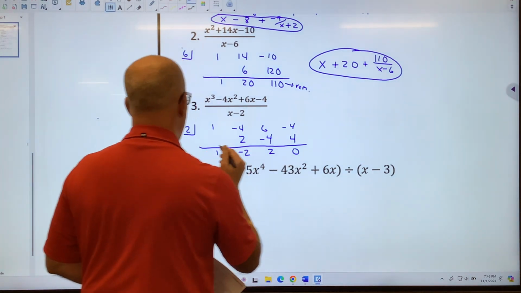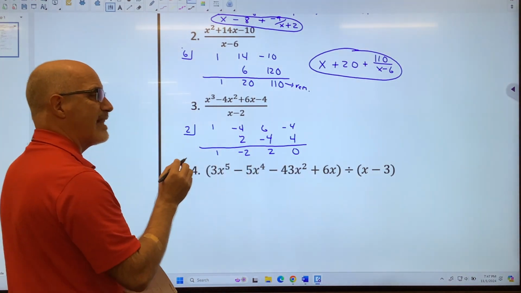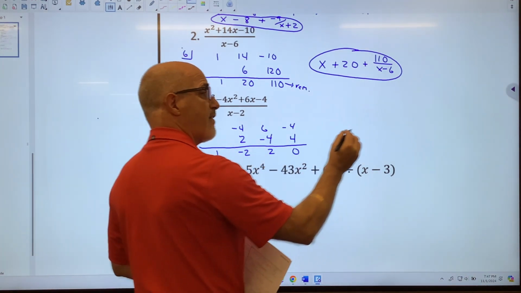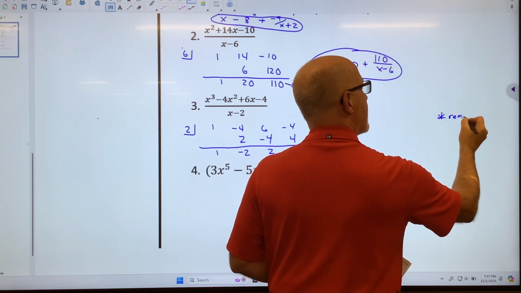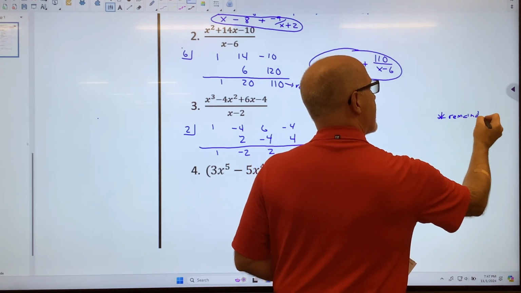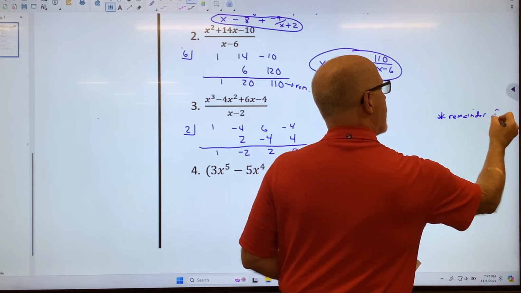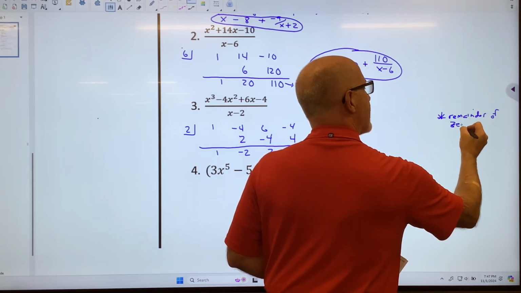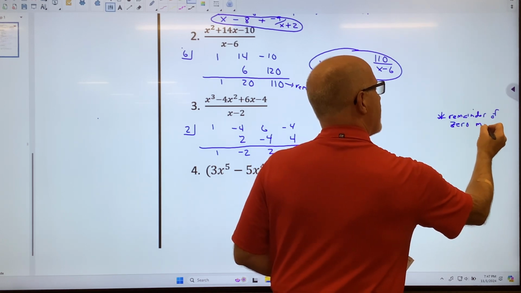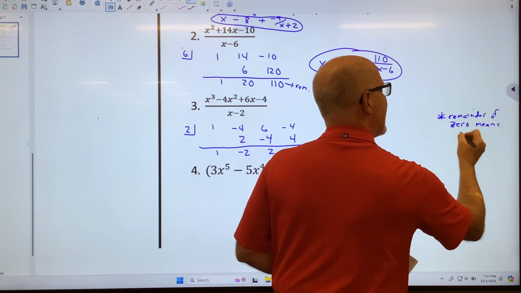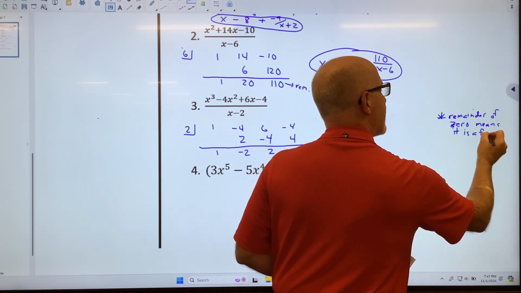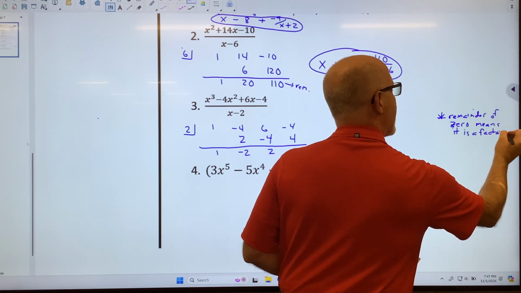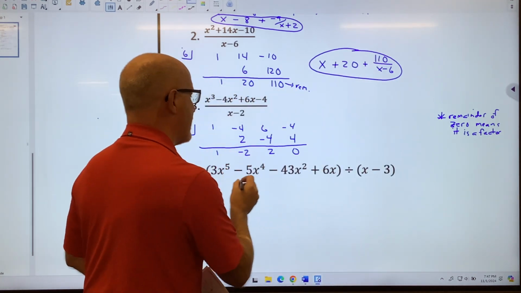Just so you know, when you get a remainder of 0, that means that this is actually a factor. So a remainder of 0 means it is a factor. We have no remainder at the end. All right, so let's go ahead and write this out.